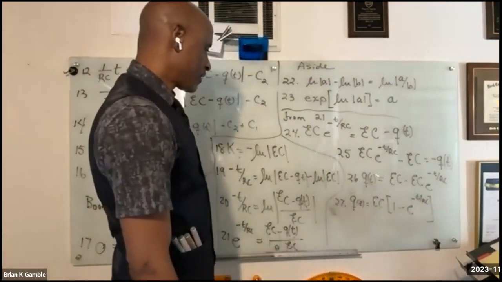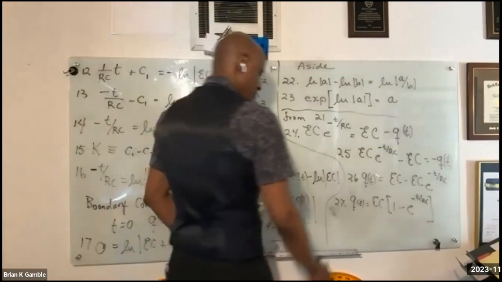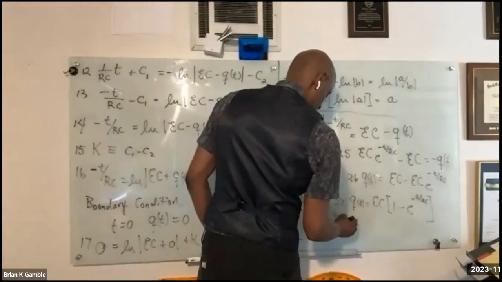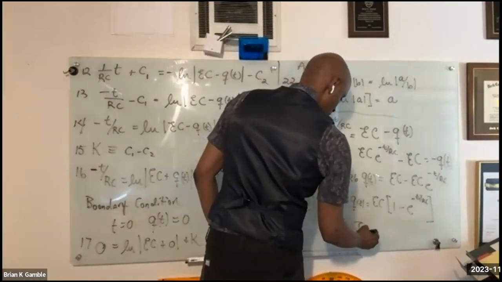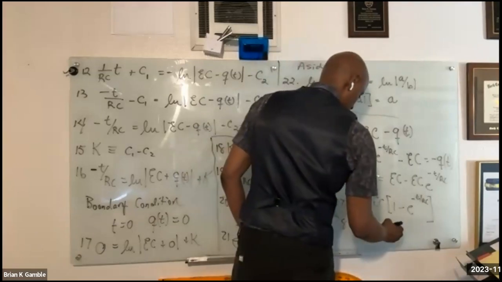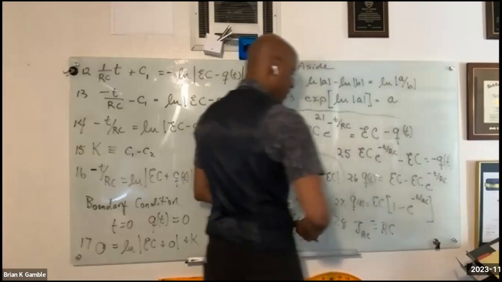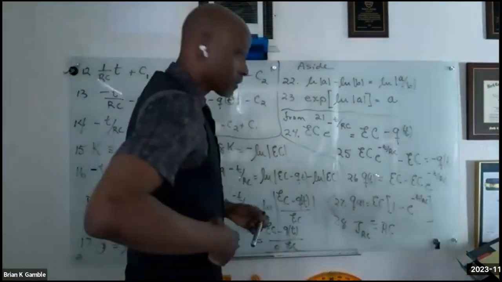And finally, the thing that we do is to go ahead and define the time constant now. So I'm going to define tau RC as my time constant for my RC circuit, and that's going to be defined as the capacitance times the resistance.